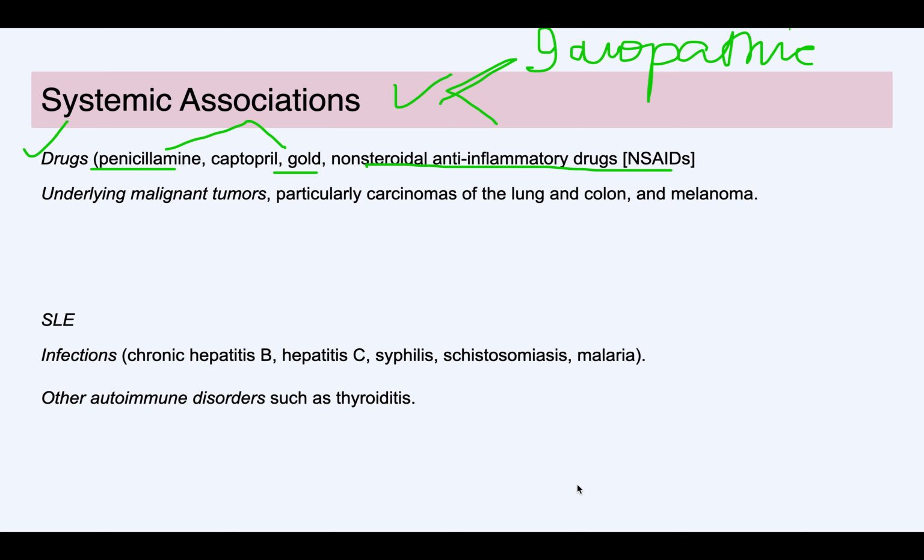Certain malignant tumors such as carcinoma of lung, colon, and melanoma can also lead to membranous nephropathy. SLE can lead to many types of glomerulonephritis. In that, membranous nephropathy is also one of those. Some infections and certain autoimmune diseases such as thyroiditis are also associated. So all these are systemic associations of membranous nephropathy.